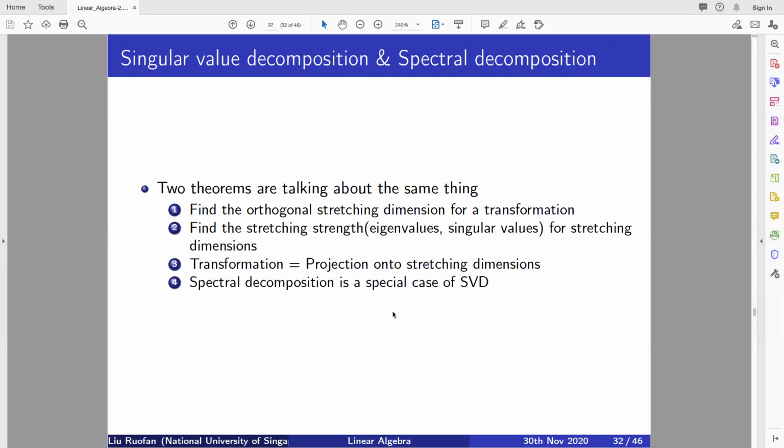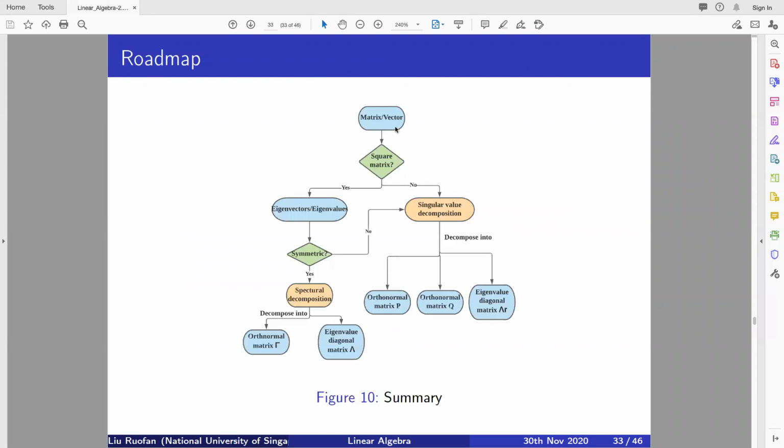So this is the summary. Given a matrix, we first check whether it's square or not. For square matrix, we have eigenvectors and eigenvalues. For non-square matrix, we have singular values. If it's a square matrix, we then check whether it's symmetric or not. For symmetric matrix, we can do spectral decomposition. If it is not symmetric or it is not a square matrix, then we do singular value decomposition.